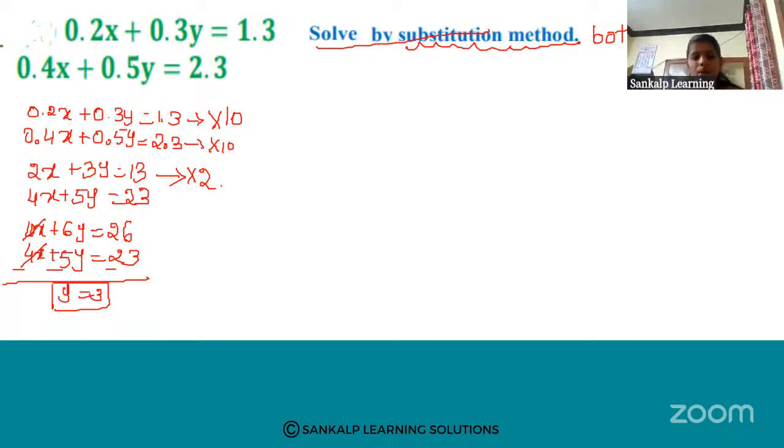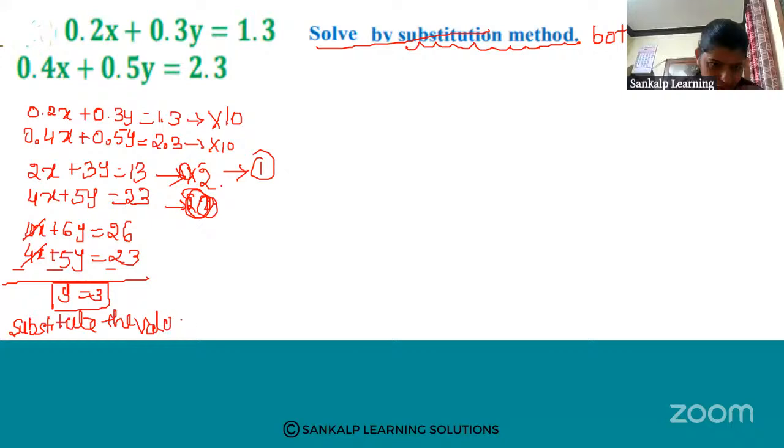Now, we got the value of y. Next, substitute the value of y in any equation. Then we will get x, right? So, in which one shall we substitute? Call this as equation number 1. This is equation number 2. This is equation number 1. This is equation number 2. Okay. Now, substitute the value of y in equation number 1. Okay. Then what will you get?